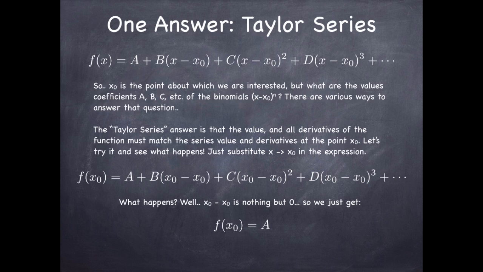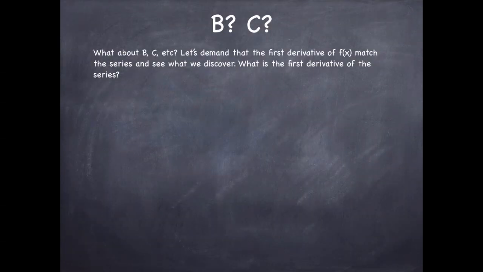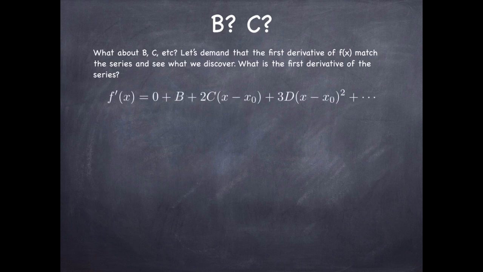That was easy. Now let's look at the first derivative of the function. If I want to demand that the first derivative of the function be equal to the first derivative of the series, I have to take the derivative of the series. But of course the A coefficient goes away when you take the derivative because it's just constant. The B coefficient, on the other hand, survives because it's the first order coefficient. The C coefficient gets multiplied by 2 times the distance from the expansion point.